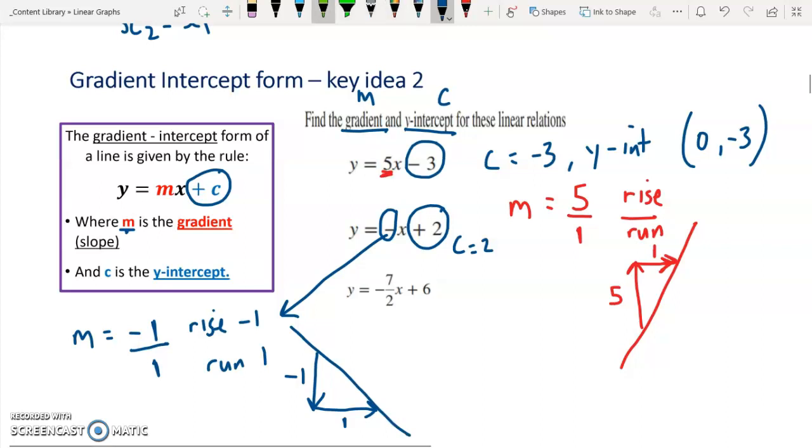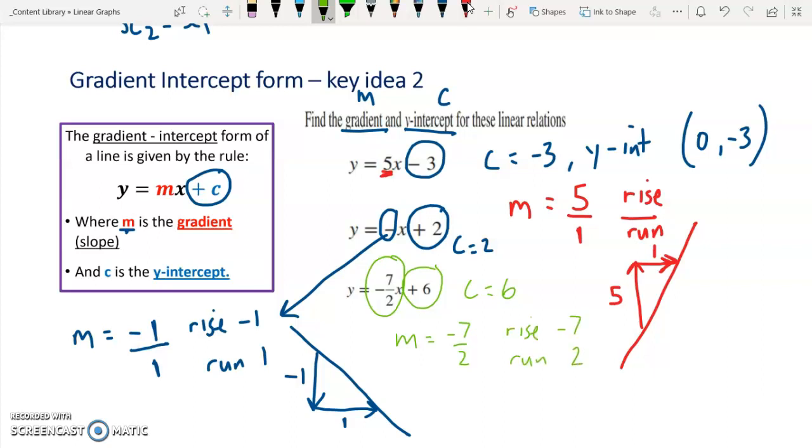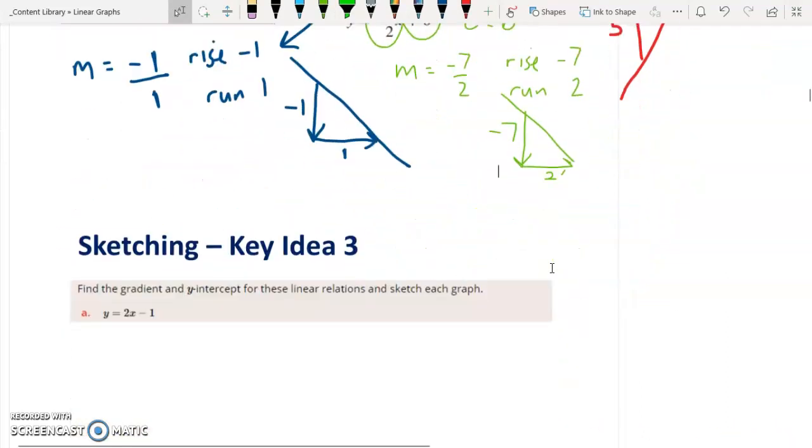Now this one here, I'll do this in green pen, running out of room a bit. C equals 6, so the y-intercept is 6. Now this bit here, minus 7 over 2. m equals minus 7 over 2. So rise minus 7, run 2. What that means is we go down 7 and run 2, like that. Now that's identifying the gradient and y-intercept from a linear relation.